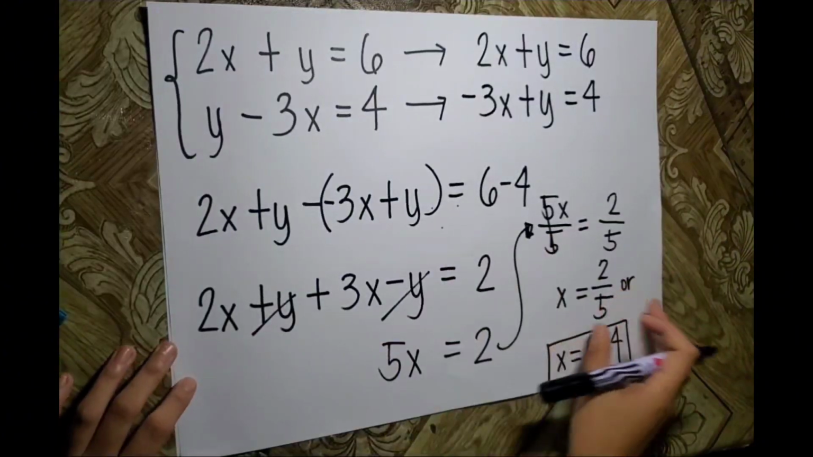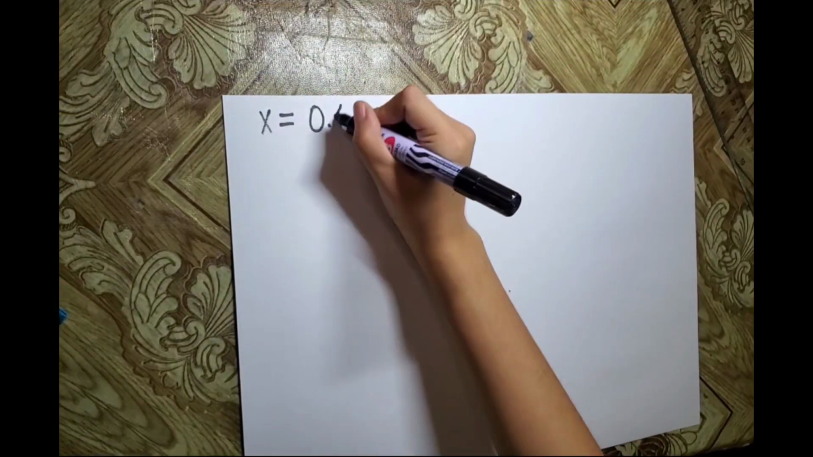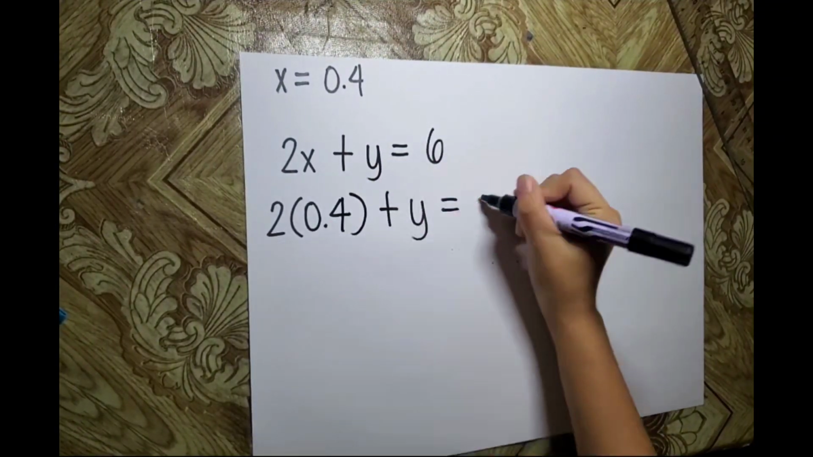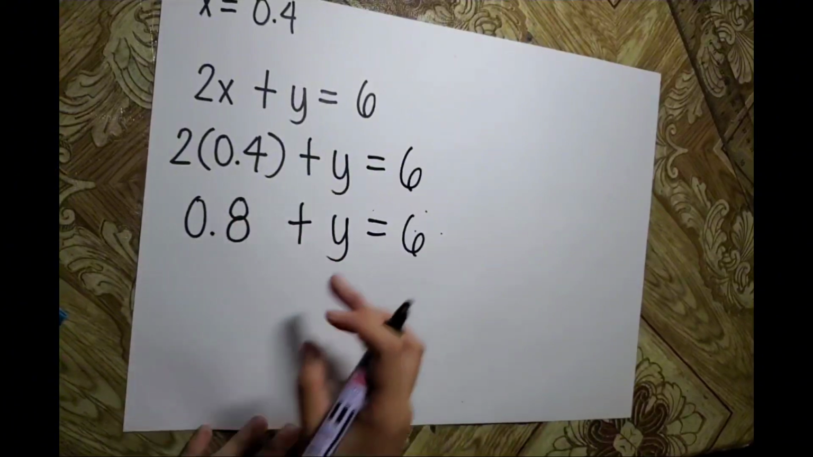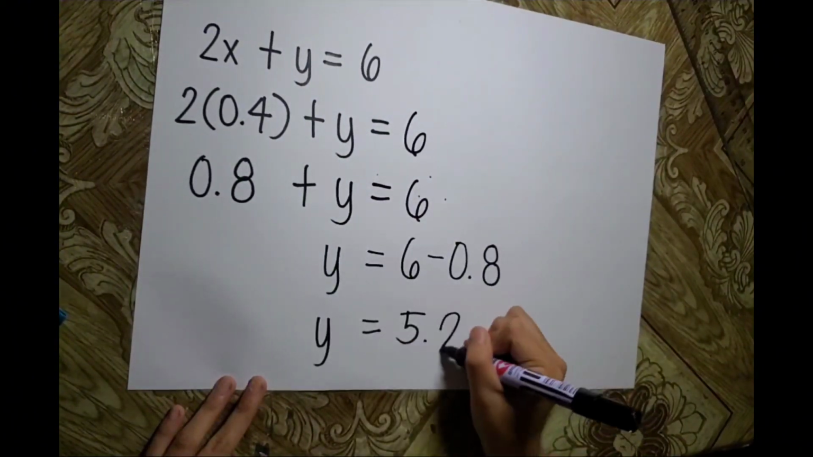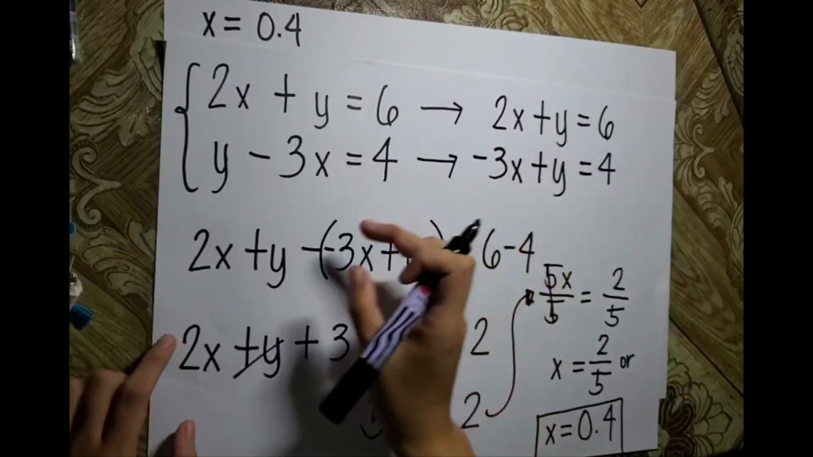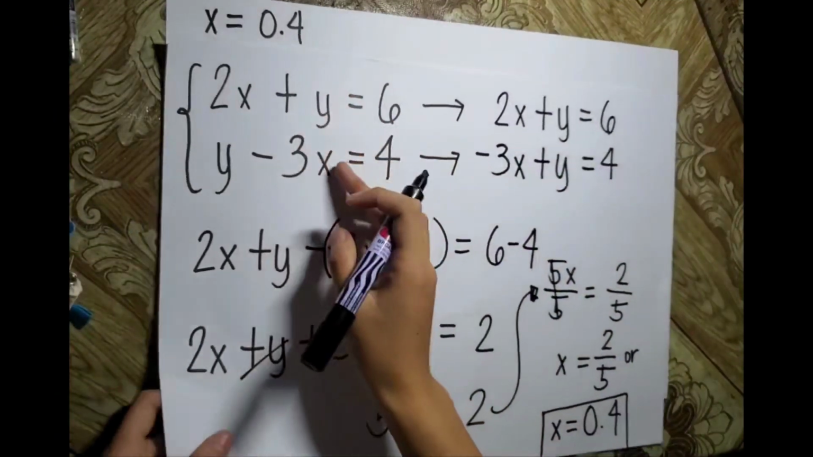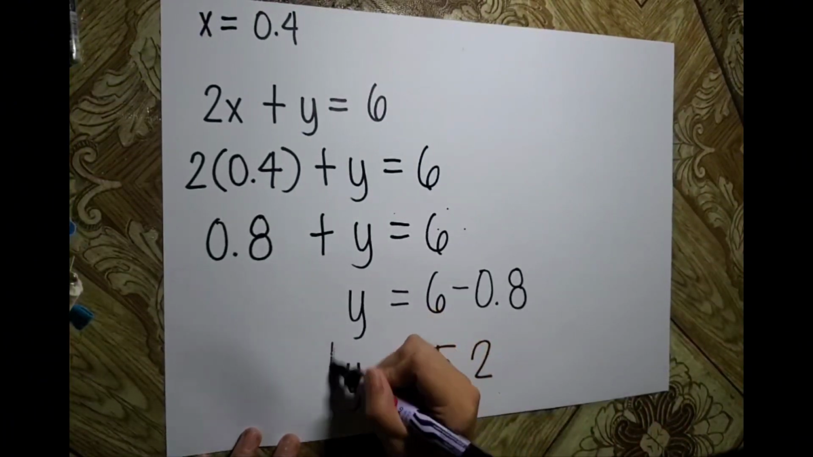Let's now substitute the value of x to find y. So subtract both sides by 0.8 to isolate y. Therefore, y equals 5.2. Therefore, the solution of this system by the elimination method is (0.4, 5.2).